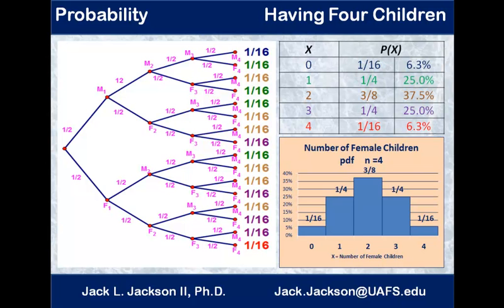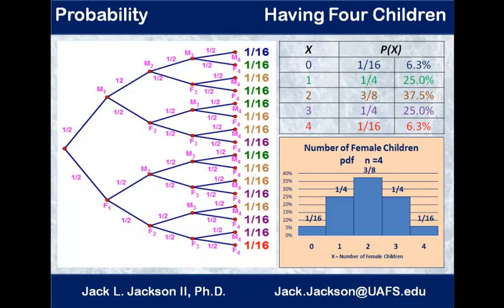So these probabilities are all 1/16 for each of these outcomes. Actually, these are simple events, all 16 of these. Now, our random variable, remember, is going to count the number of female children. So that could be 0, 1, 2, 3, or 4.